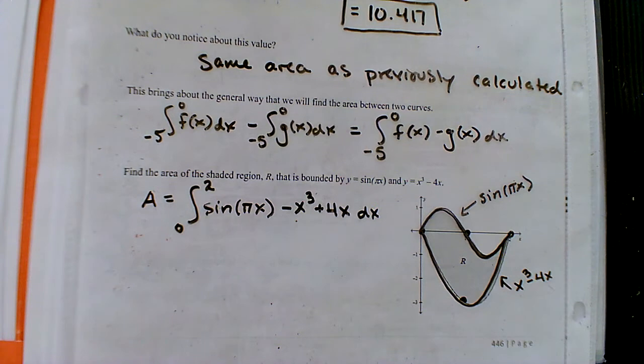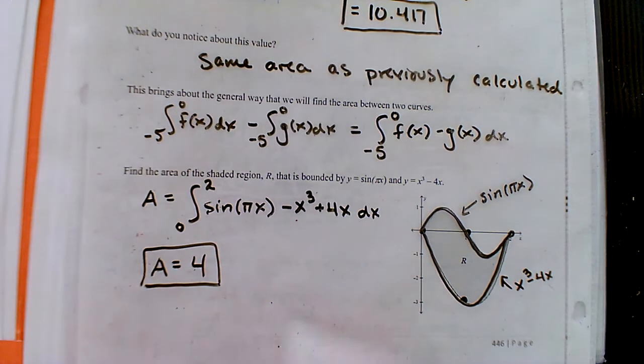All right. From here, I want you to do calculator work. Can we type it in? What do we get? 4, good. There's the area of that trapped region.